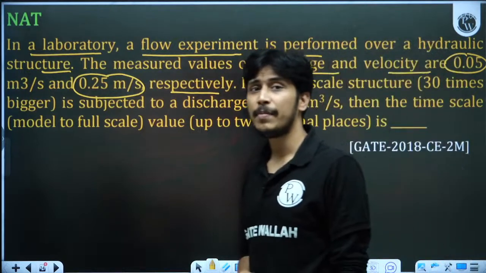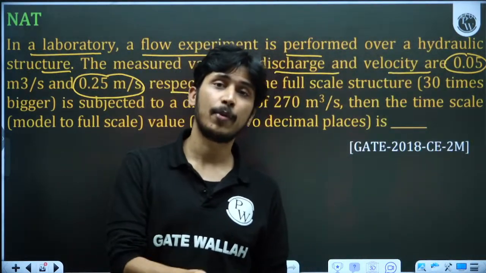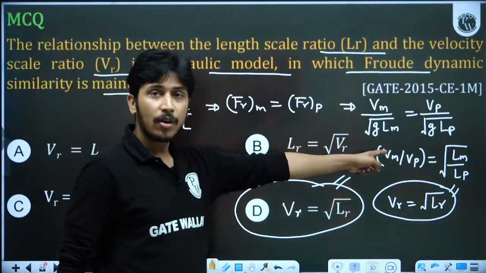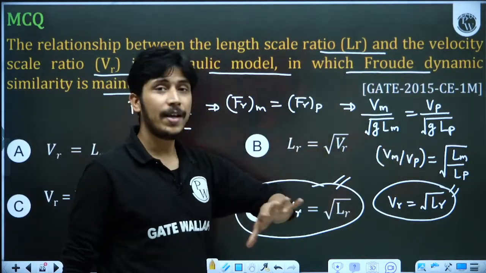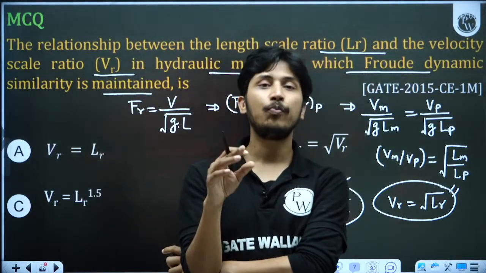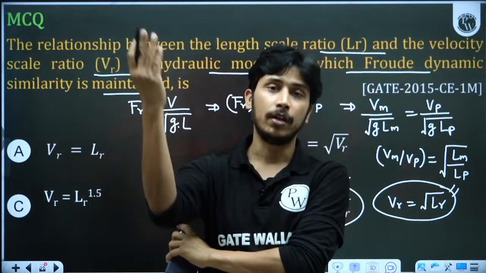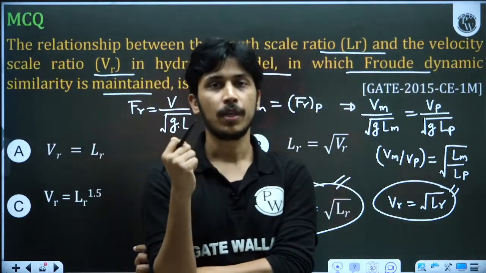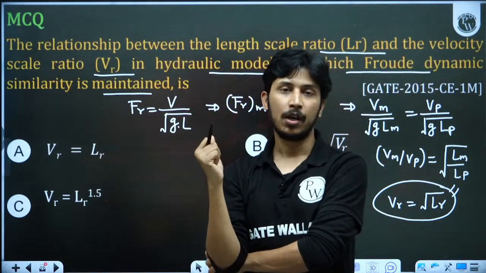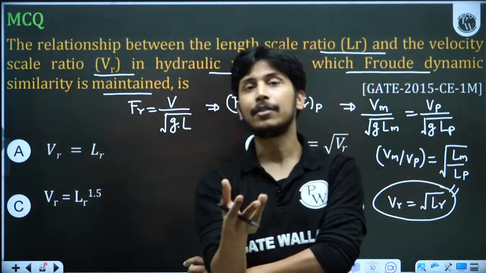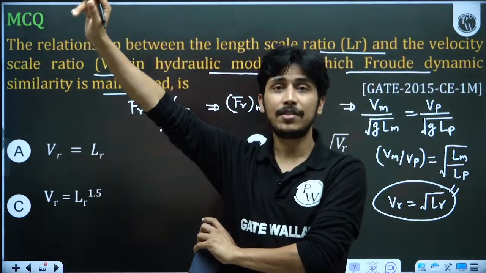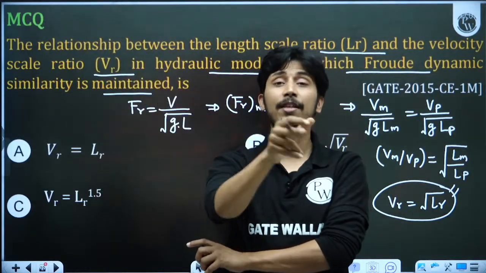Variation of acceleration neglected means gravity is taken the same for model and prototype, because the gravity for the model and the prototype is the same if we are testing both on the same planet. Now suppose we have to make a hydraulic structure on the moon. Suppose we have found water on the moon, but we are testing its model on Earth. So we have to take g for the prototype as g at the moon, that is g by 6, and for the model we take gravity as g.